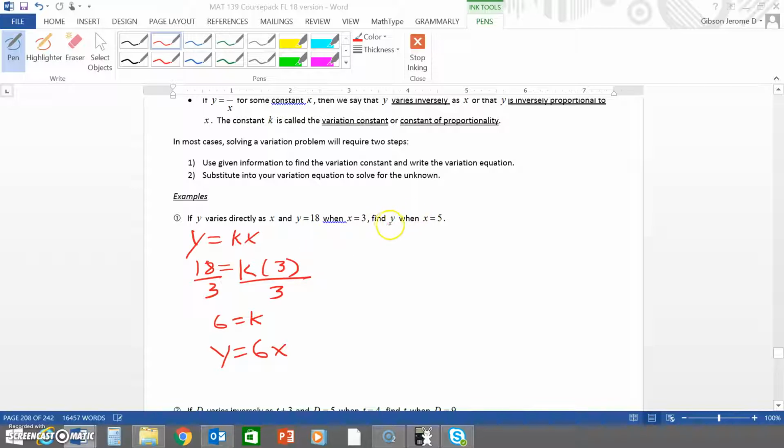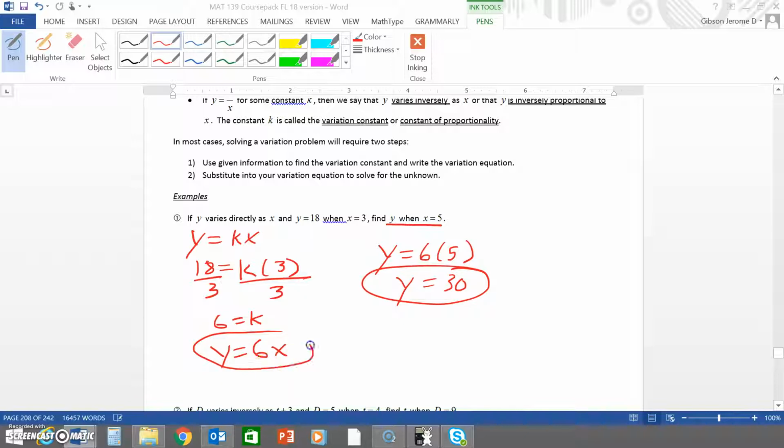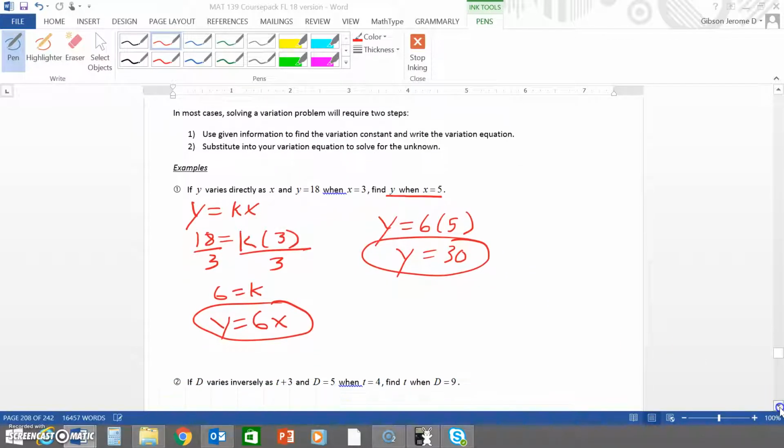Now, they give us a second portion. Find y when x is 5. So we would take y is equal to 6 times 5. So we have y is equal to 30. Both of these are your answers: the formula and also what they ask you here, find y when x is 5.